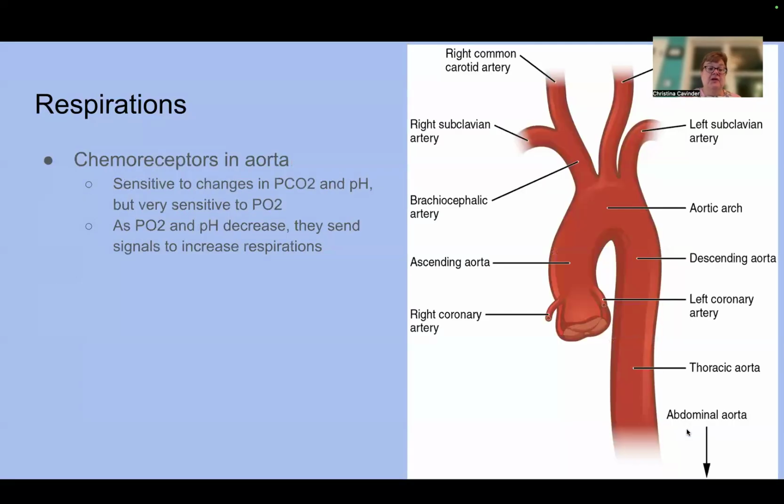So the chemoreceptors, you have some in the aorta, and they're very sensitive to the CO2 and the pH, but they're very sensitive to oxygen as well. So as your oxygen and your pH decrease, they send signals to increase the breathing rate.